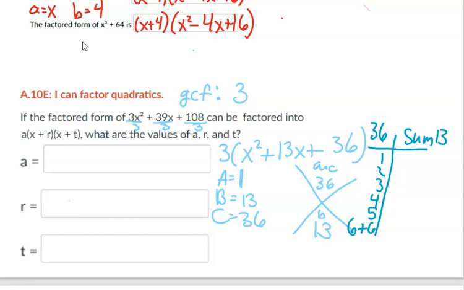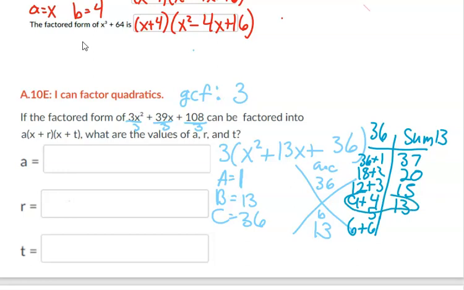36 divided by 1 is 36. 36 plus 1 is 37. That's not 13. Let's go to the next one. 36 divided by 2 is 18. 18 plus 2 is 20. That's not 13. Go to the next one. 36 divided by 3 is 12. 12 plus 3 is 15. That's not 13. Go to the next one. 36 divided by 4 is 9. 9 plus 4 is 13.